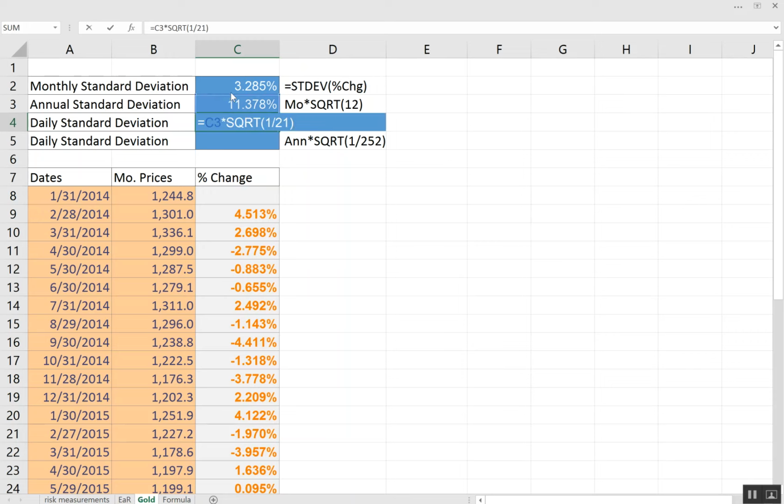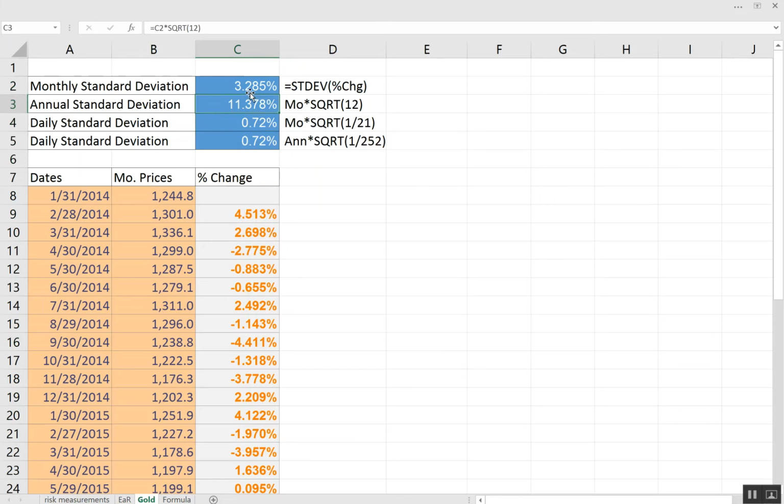Whoops, I have to start with monthly. If I take the monthly standard deviation times the square root of 1 over 21, I get my daily standard deviation. Now I could have done it another way. I could have taken my annual standard deviation that I just calculated here times the square root of 1 over 252. Again, the number of business days in a year. So it doesn't matter which way I do it, but I can scale volatility up or down.